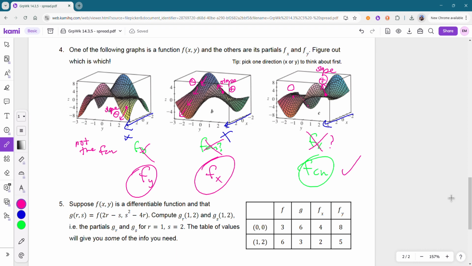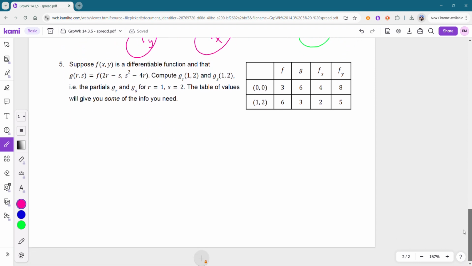There are different ways you can feel it out, but essentially just pick a point, think about what's going on, and see if the other graphs are matching what's going on. All right, one more.